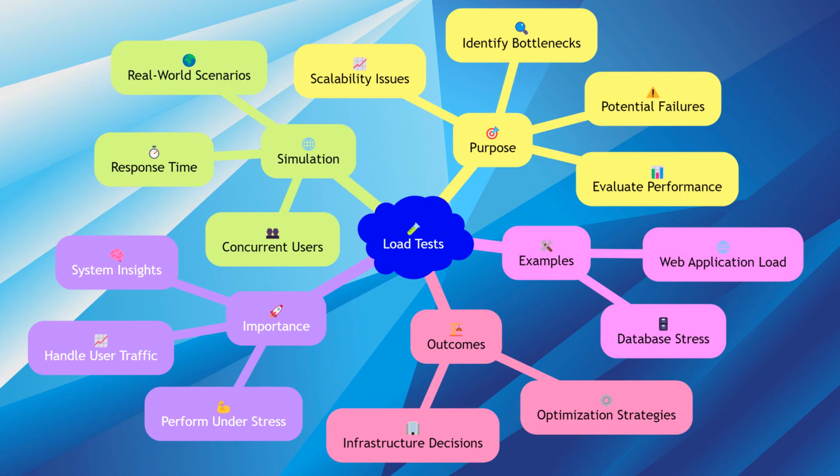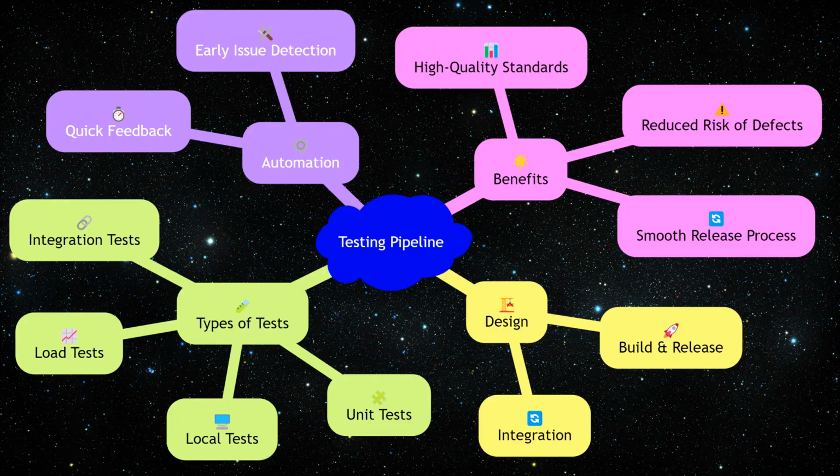By conducting load tests, teams can gain insights into the system's capacity and make informed decisions about infrastructure and optimization. Examples of load tests include simulating a high number of concurrent users accessing a web application or testing the response time of a database under heavy load. Designing a testing pipeline involves integrating various types of tests into the build and release process. This pipeline ensures that code changes are thoroughly tested before being deployed to production.